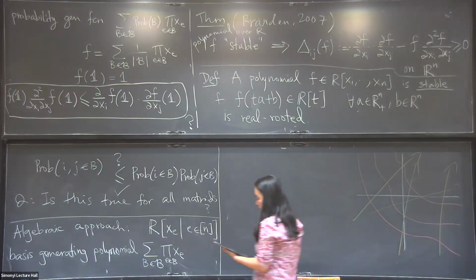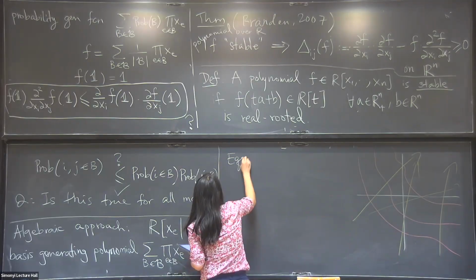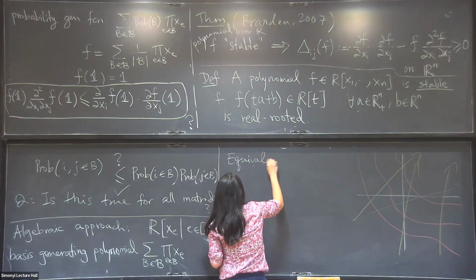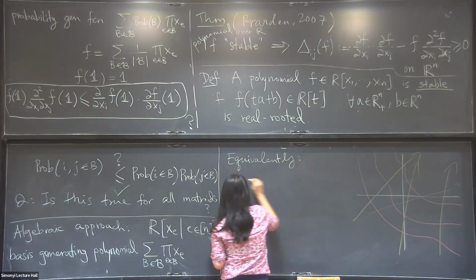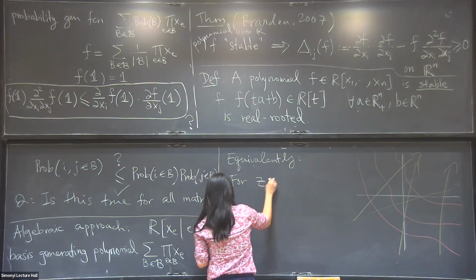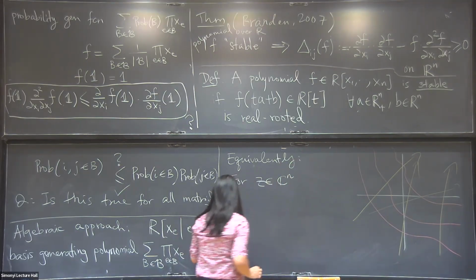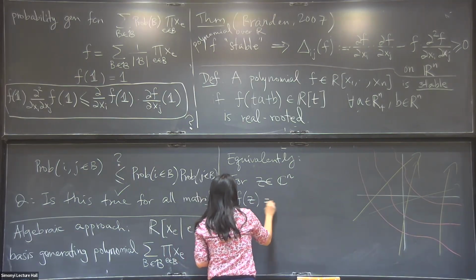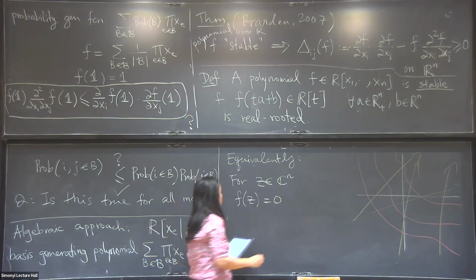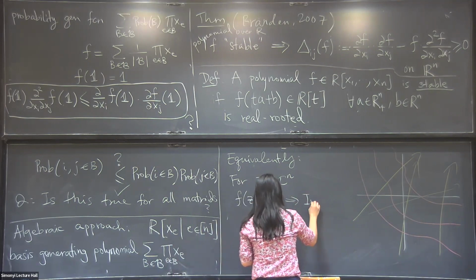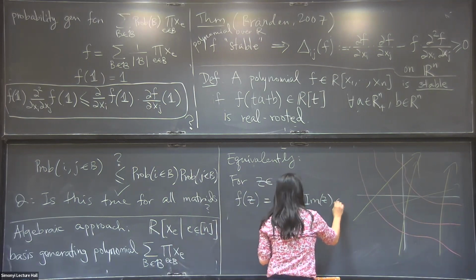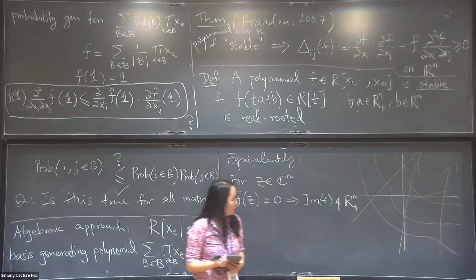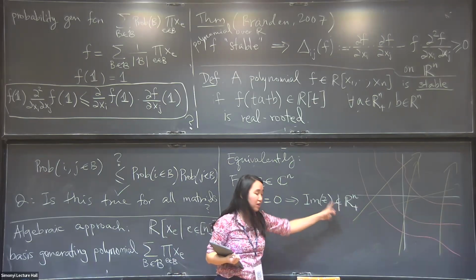So here's another equivalent characterization that you're going to think about in exercises. If you look at all the complex vectors that are a root of the polynomial, the imaginary parts are not all positive.